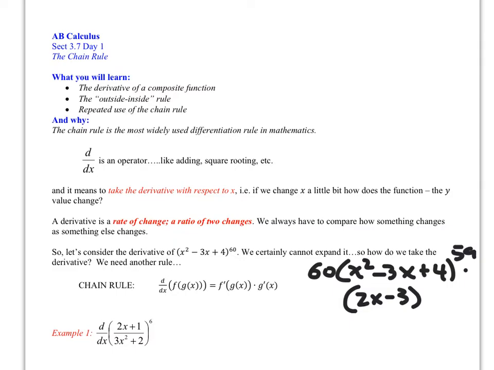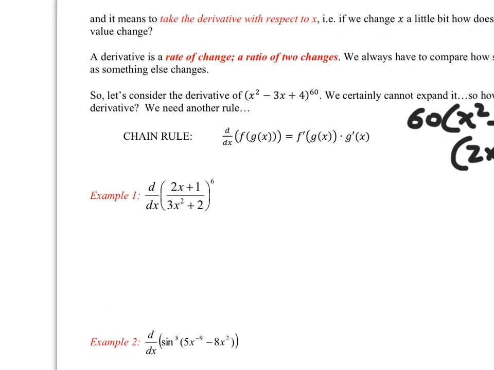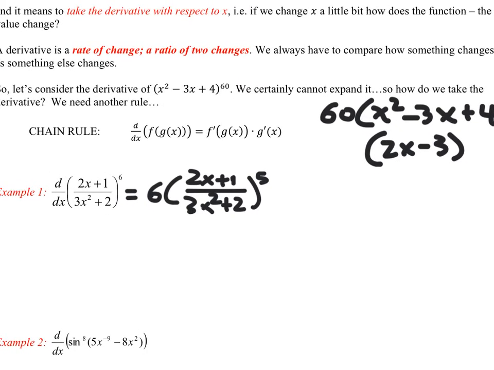So you work yourself outside in here. So looking at example 1, right, the outside function would be something to the 6th power. So the derivative of this would be 6 times this thing, (2x plus 1) over (3x squared plus 2), to the 5th power, times the derivative of the inside. Now the derivative of the inside I'm going to need the quotient rule for. So I'm going to go ahead and do that off camera.